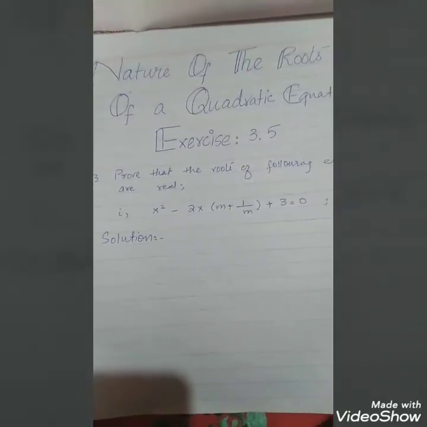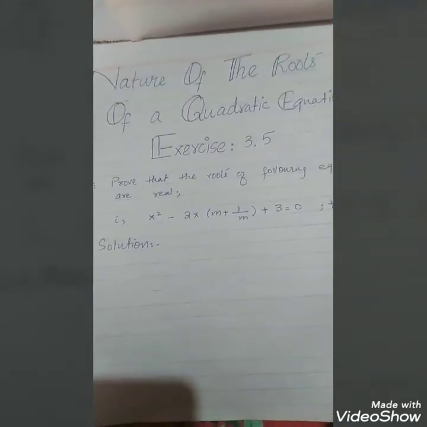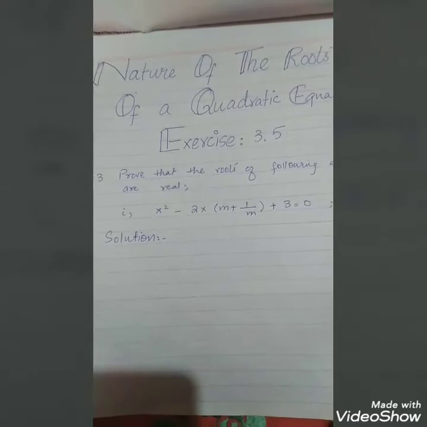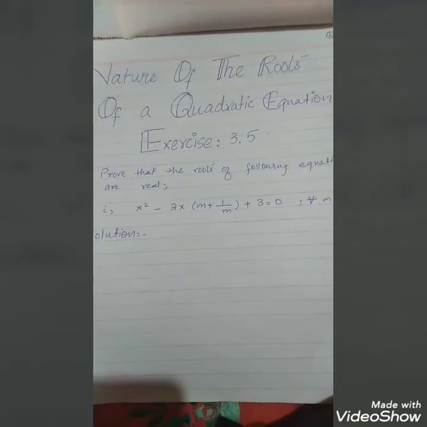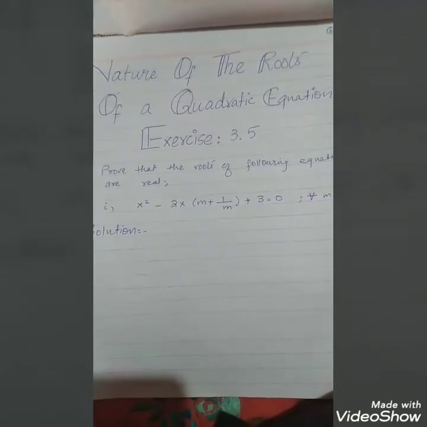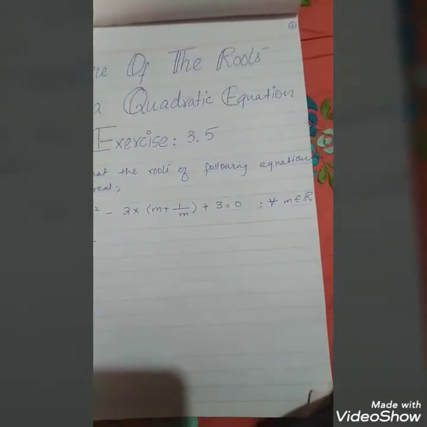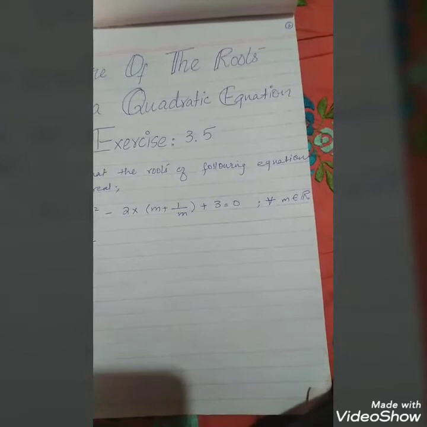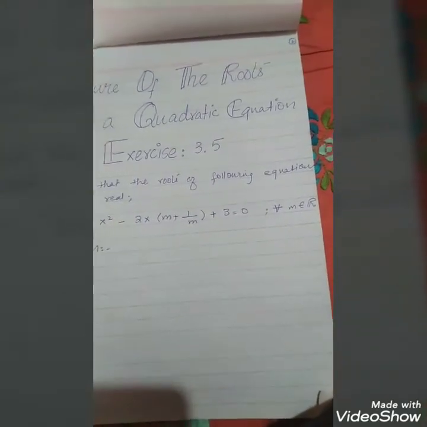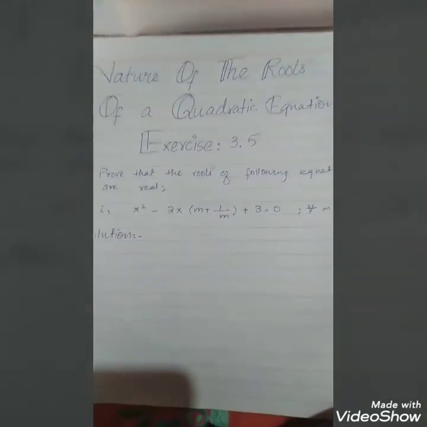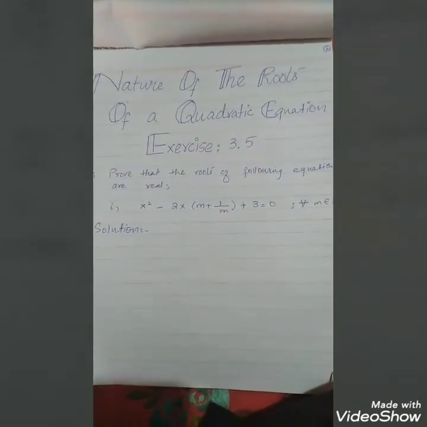The question is, you have to prove that the roots of the following equations are real. The first part of this question is written here: x square minus 2x into m plus 1 upon m plus 3 is equal to 0, where m belongs to the set of real numbers. It means that m could be any real number, right? And the equation is in terms of the x variable.